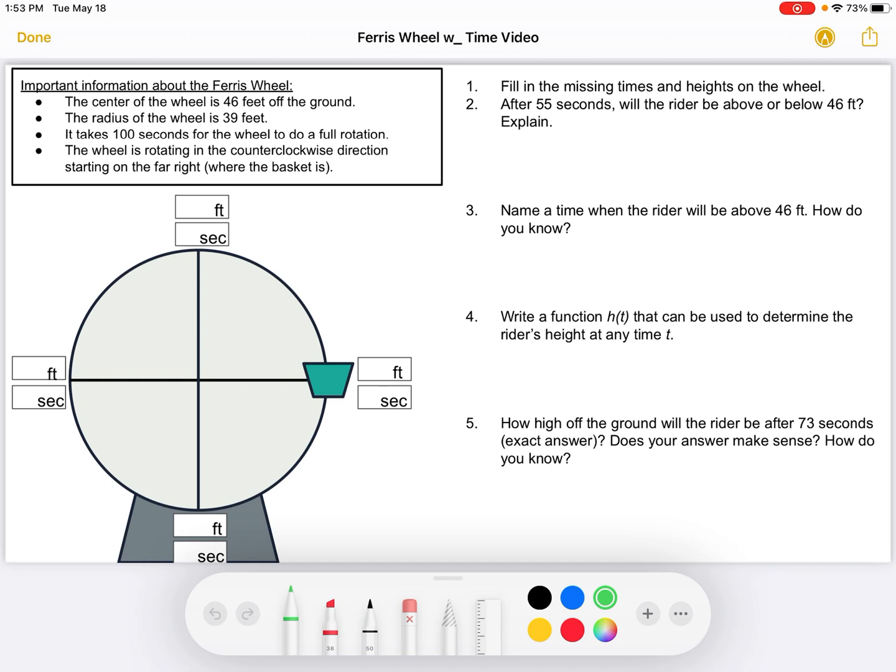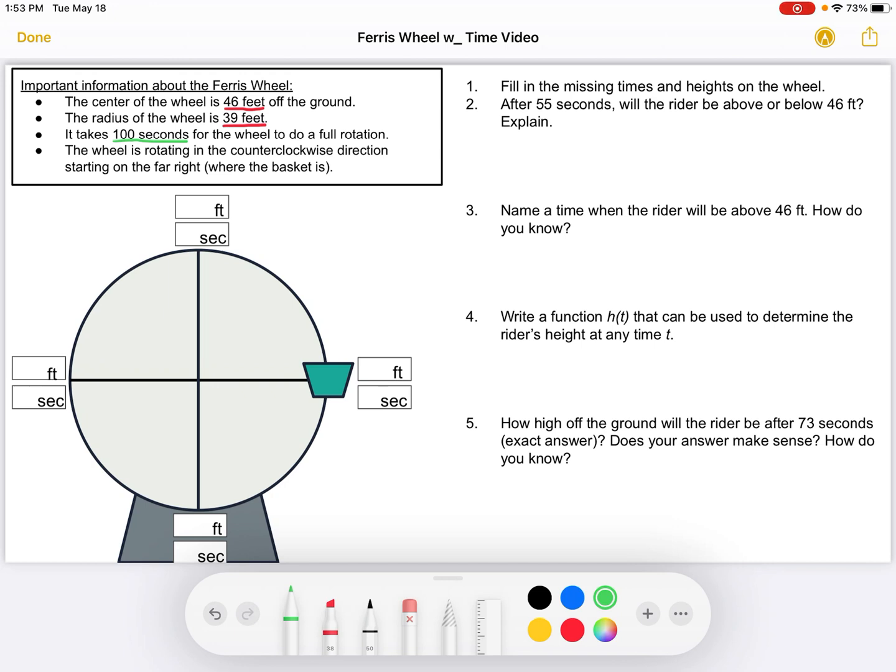In order to do that, we need to make sure we look at the important information about the Ferris wheel. So we know the center of the wheel is 46 feet off the ground. The radius of the wheel is 39 feet. It takes 100 seconds to go a full rotation around the wheel. The wheel is rotating counterclockwise, which it always is, starting on the far right where the basket is. That's also always the case. The other three pieces of information are what we see changing most of the time.